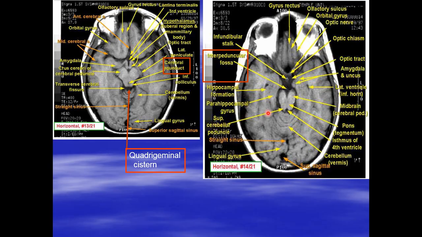Again, let's look at other cuts. We have here the quadrigeminal cistern posterior to the quadrigeminal plate, and we have here the ambient cisterns laterally. You can see here the interpeduncular cistern that continues inferiorly with the pontine or prepontine cistern, and it connects anteriorly with the suprasellar cistern. So this is the interpeduncular cistern and the suprasellar cistern.